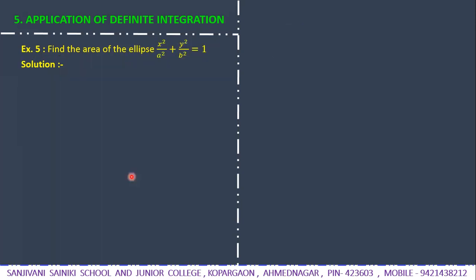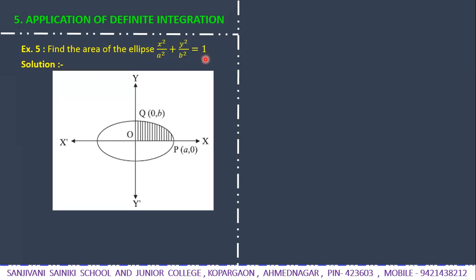Now find the area of the ellipse. And you can find the area of any curve by using definite integration. So we are finding the area of the ellipse x square upon a square plus y square upon b square is equal to 1. This is the ellipse. If you put x is equal to 0, you will get the vertex on the y-axis. If you put y is equal to 0, we will get a vertex on the x-axis. Here is a,0. This point will be minus a,0. This is 0,b. This is 0,minus b.